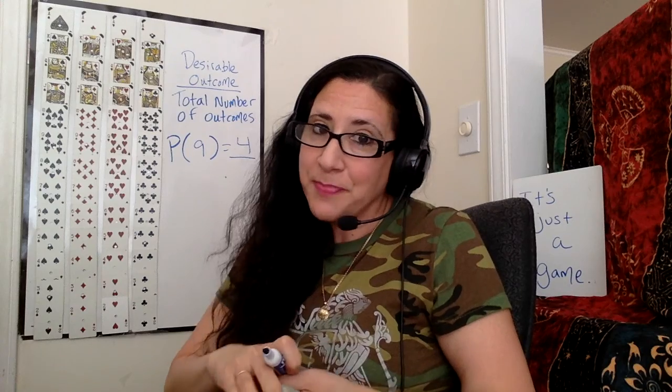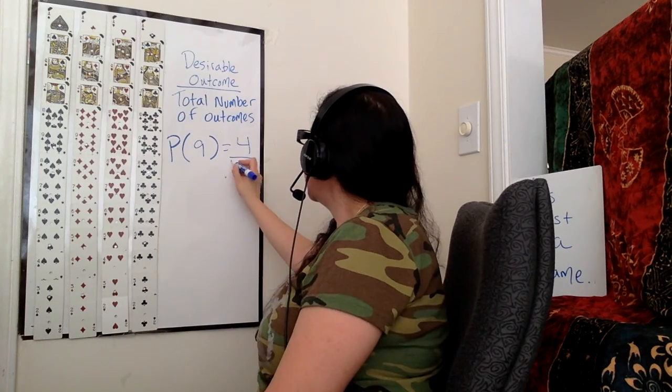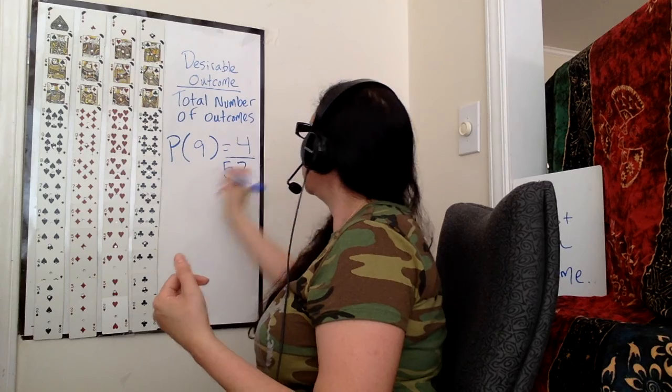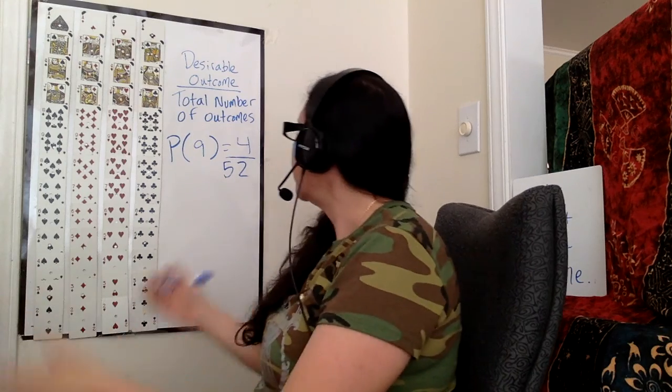Okay, then I put it back with replacement. Well, what's the total number of cards in the deck? Well, the total number of cards is 52. This is how you write a simple probability fraction for the probability of getting a 9. It's 4 out of 52. Okay, let's try another one.